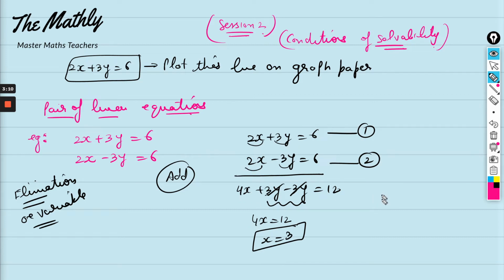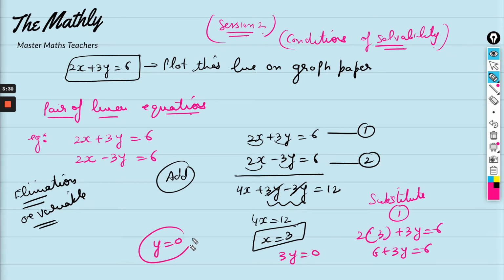Let's substitute in the first equation. We get 2 into 3 plus 3y equals 6. So 6 plus 3y equals 6, so 3y equals 0, and y will be equal to 0. This is the solution of the pair of linear equations. So this is the elimination method, the very famous method. I hope everyone must have done it.